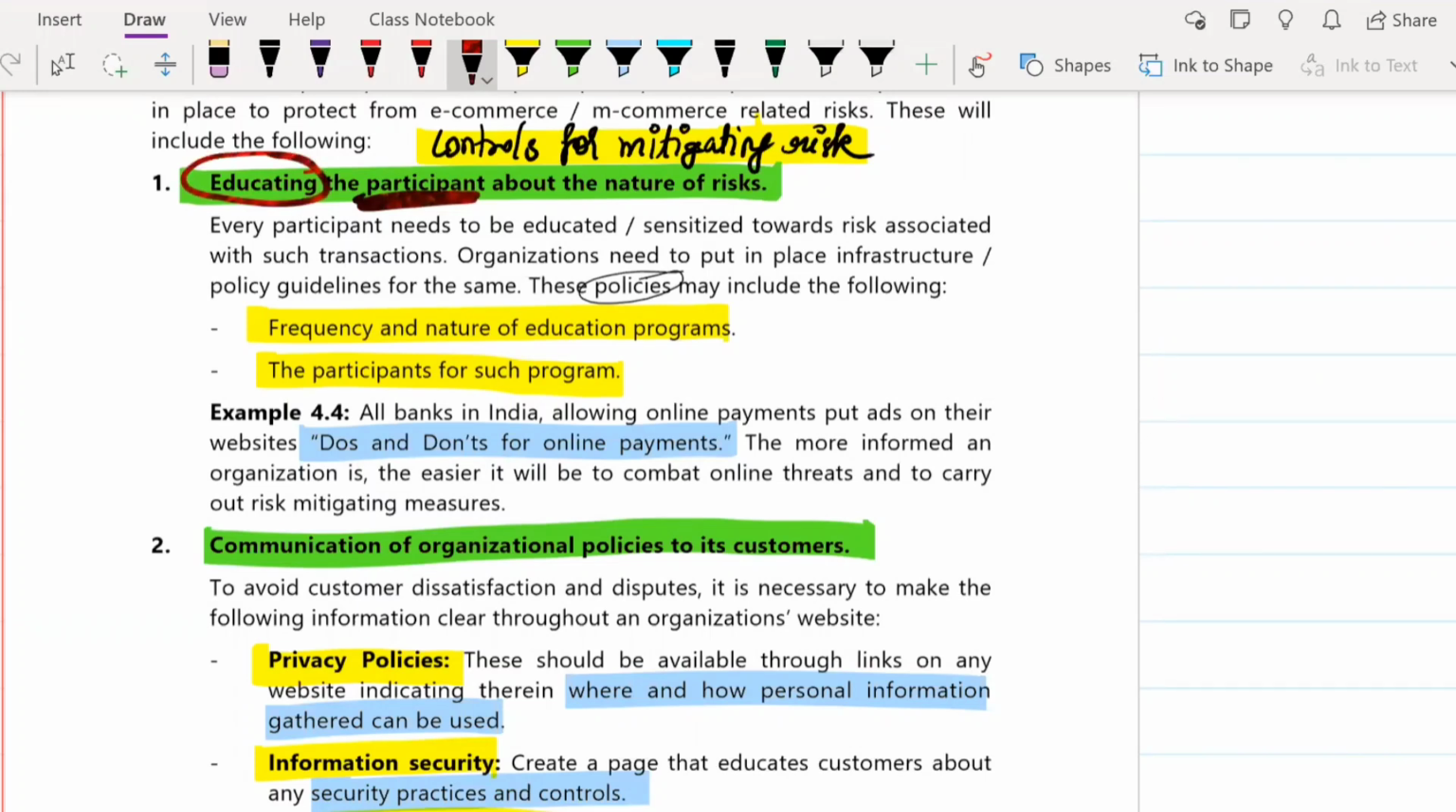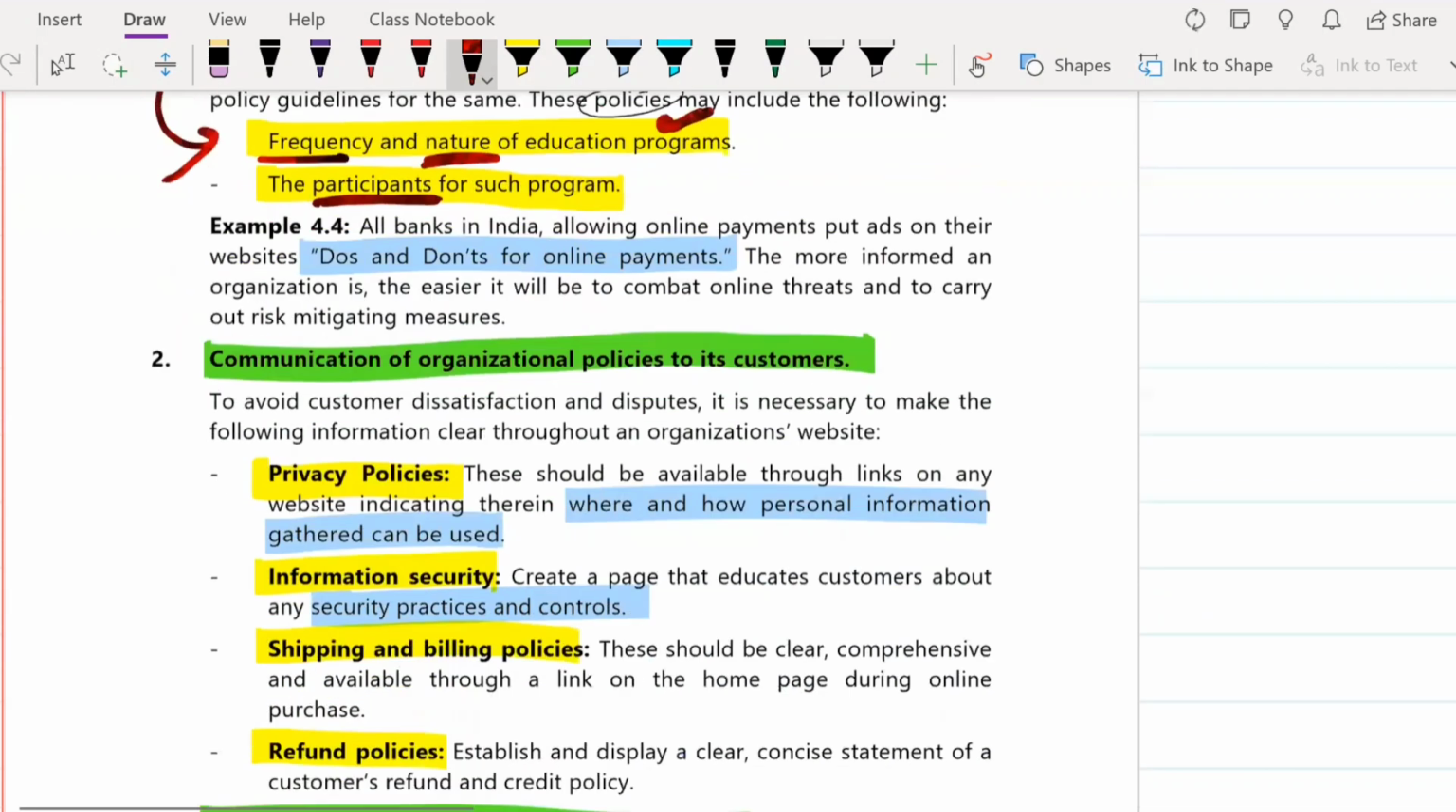So these education programs are nothing but your awareness programs. Your e-commerce company must have a policy. Amazon must have a policy to itself for these education programs, for users as well as for the sellers: at what frequency it will happen, how many times in a month or in a year, what kind of education programs are going to happen, the nature of it, and who are going to participate in such programs. That is one way of mitigating risk.